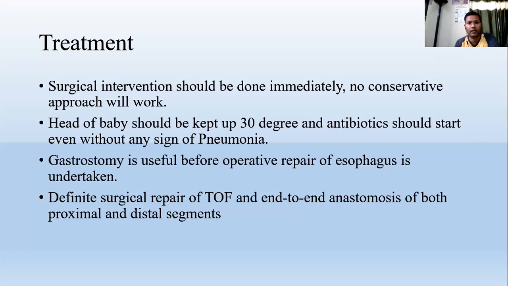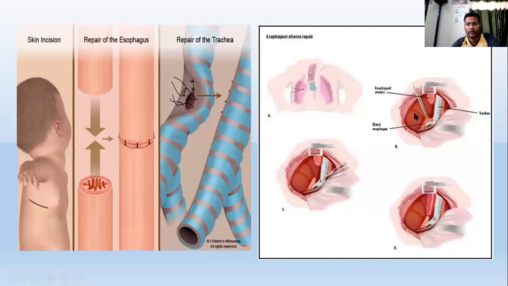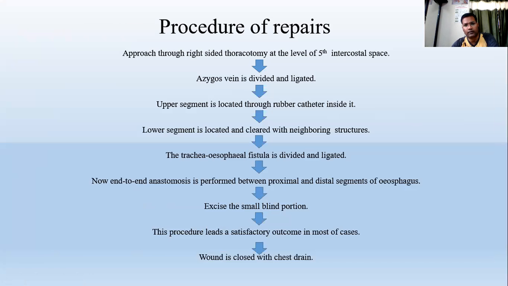Definitive surgical repair of the tracheoesophageal fistula and end-to-end anastomosis of both the proximal and distal segments. That is the definitive repair. So this is the process of repair. We will discuss it in the next lecture.